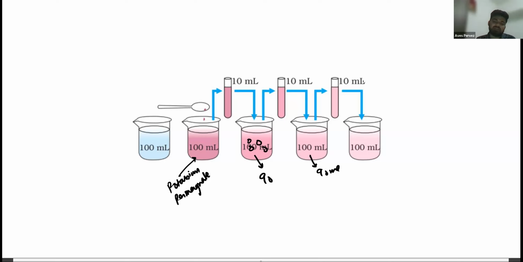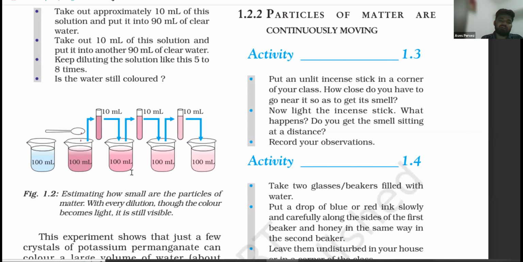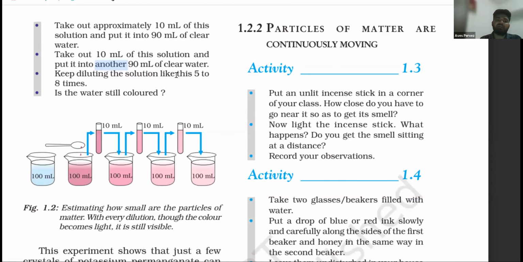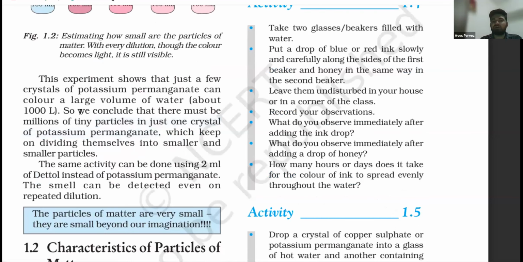If the particles were bigger in size, say two particles come here, and you take water from this one, no particle may pass through. But every time you take another 10 ml of water, it gives the pink color. So you can see with the activity that the particles are very small. This experiment shows that just a few crystals of potassium permanganate can color a large amount of water, about 1000 liters. He concluded that there must be millions of tiny particles in one crystal of potassium permanganate, which keep on dividing themselves into smaller and smaller particles. Got it? Yes, sir.